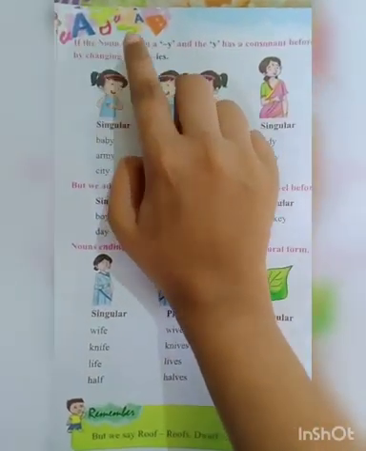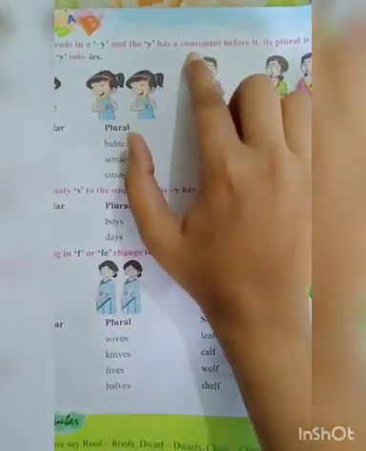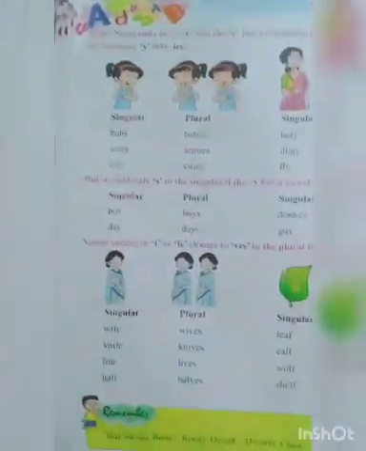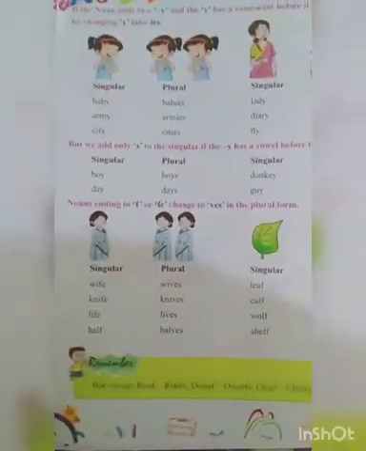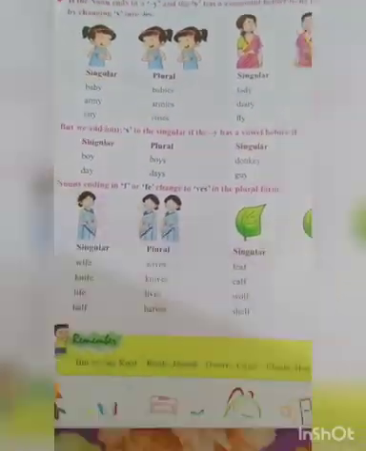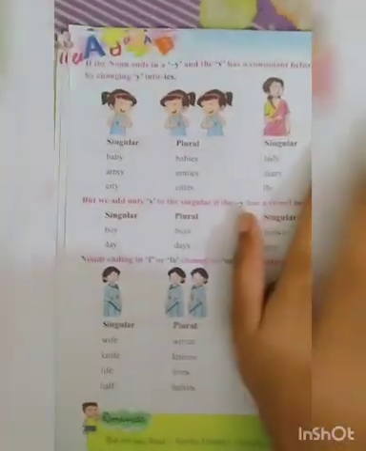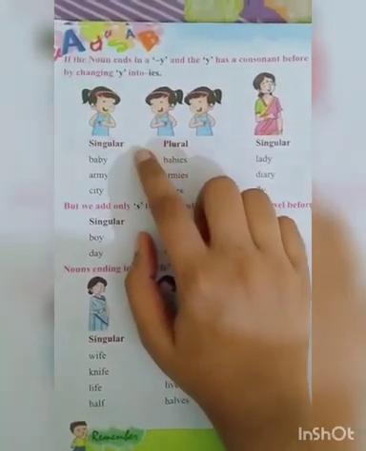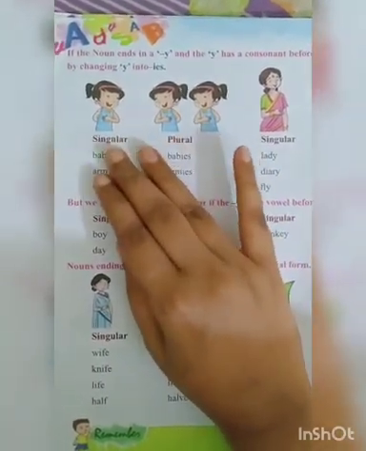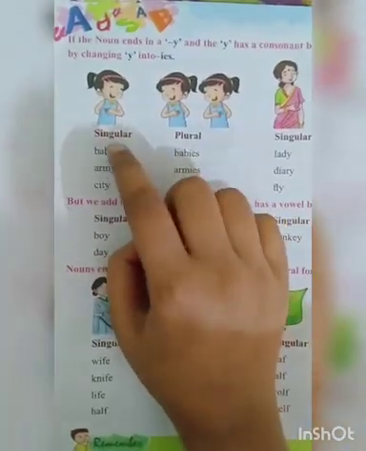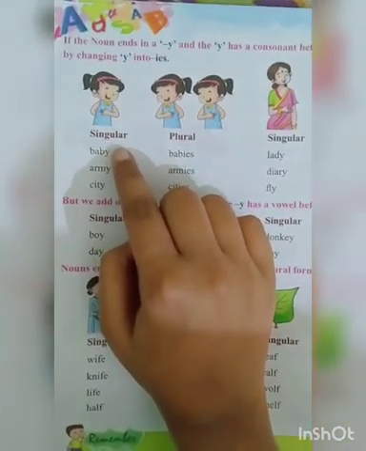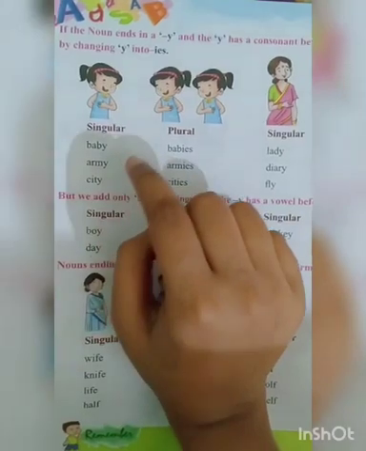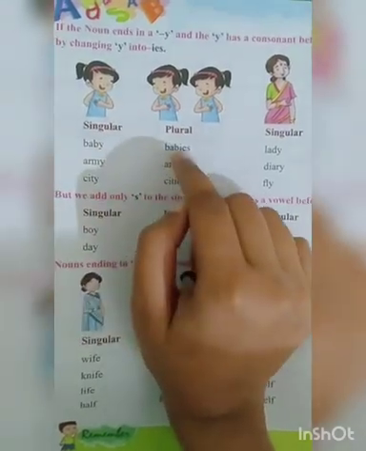If the noun ends in a Y and the Y has a consonant before it, its plural is formed by changing Y into IES. So students, I have explained this to you before also, and today we will revise it again for your understanding. Here we have to see how the plural noun is formed from the singular. When a word ends with the letter Y and before Y there is a consonant, then in the plural form, after removing Y, we will put IES.